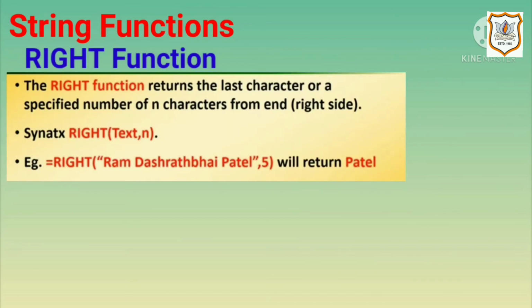Next is the RIGHT function. The RIGHT function returns the last character or a specified number of n characters from the end. Syntax of the RIGHT function is equal to RIGHT inside the round bracket text comma n. Example: equal to RIGHT("Ram Dashrath Bhai Patel", 5) will return Patel.